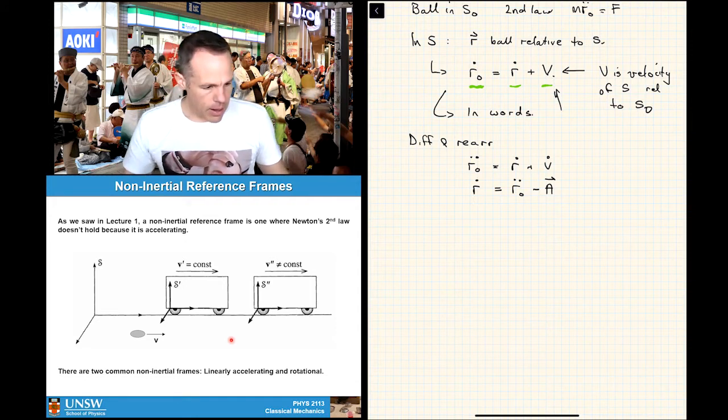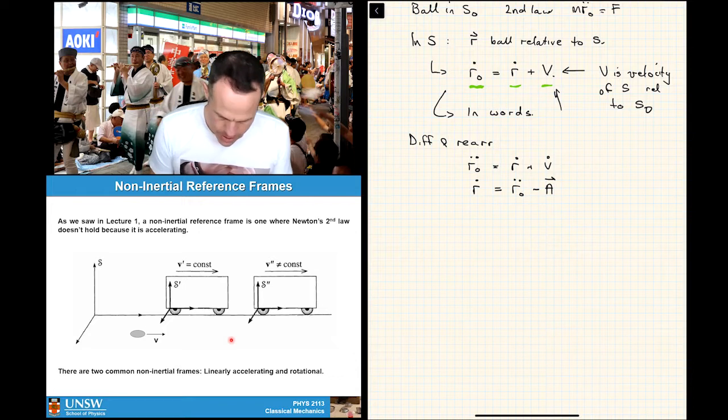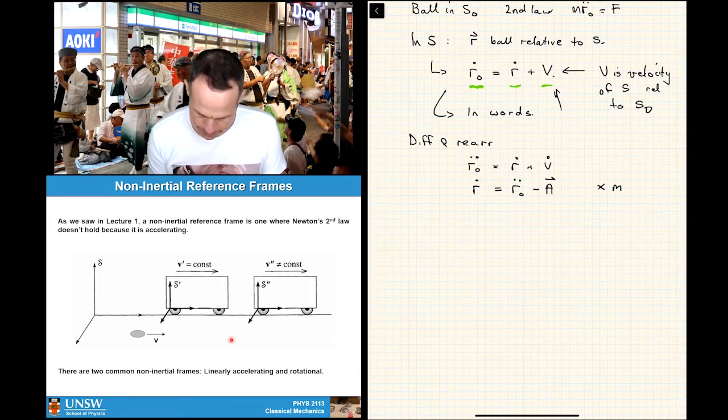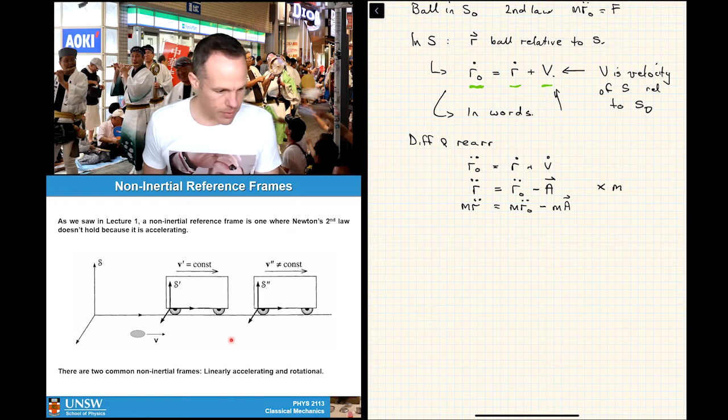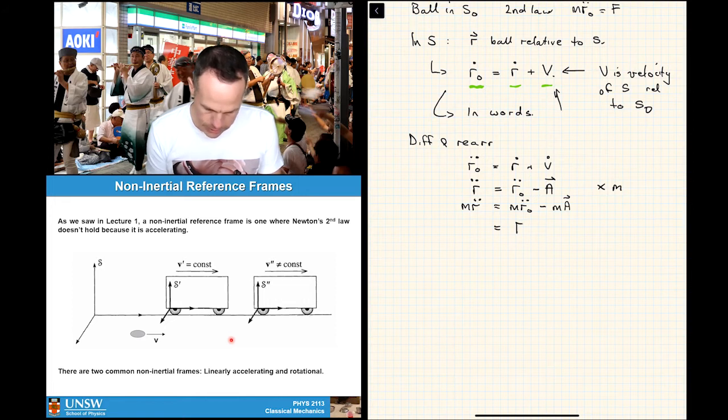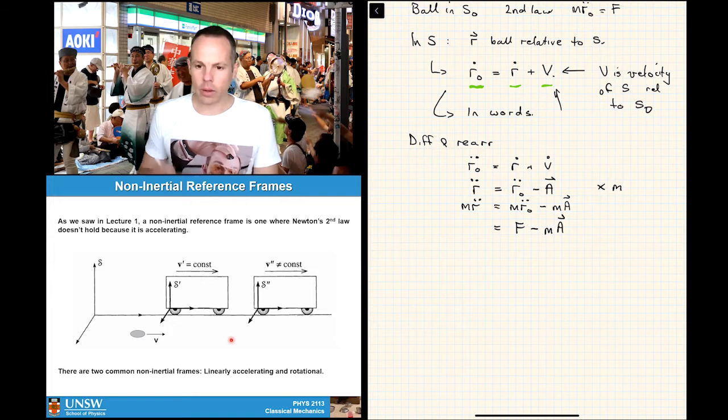And then we can multiply by m. So this will now be m r double dot equals m r naught double dot minus m a. And of course, this m r naught double dot is just F, right? So this is F minus m a, like so, okay?